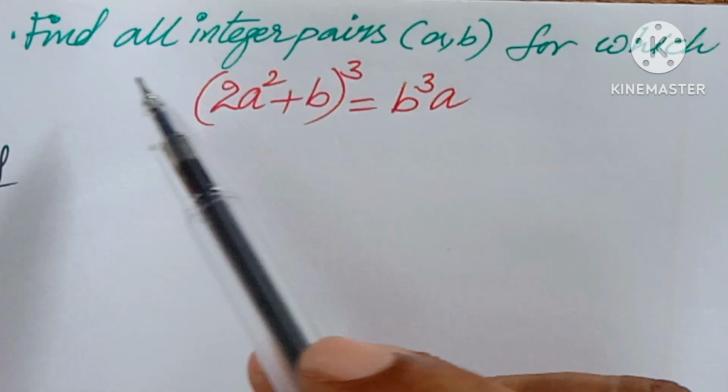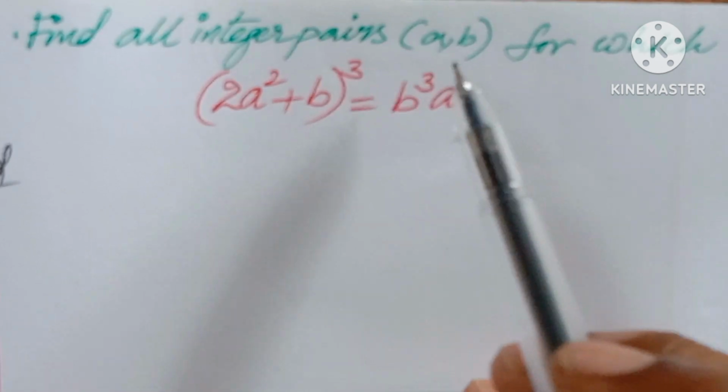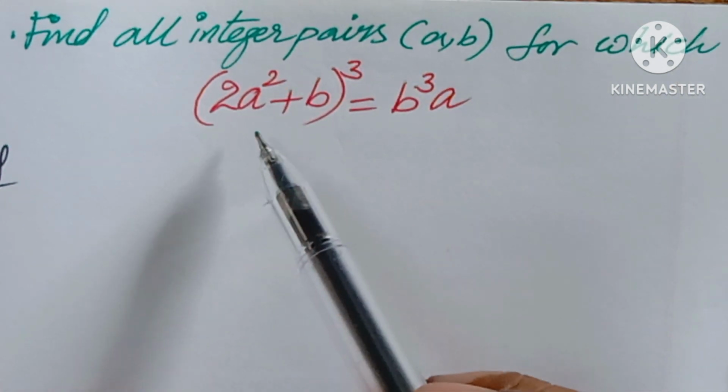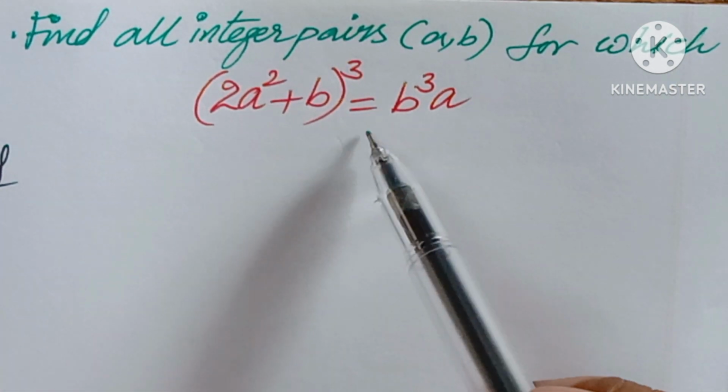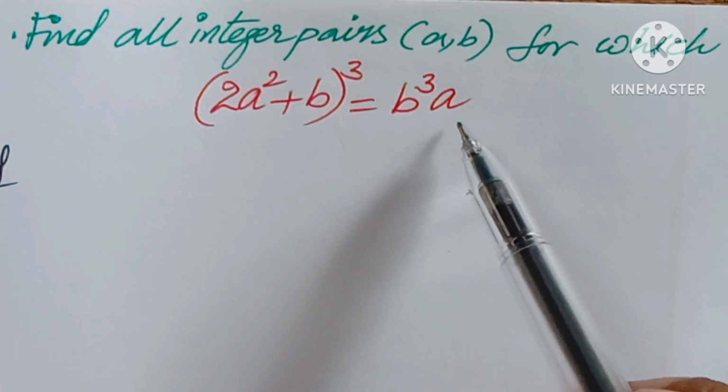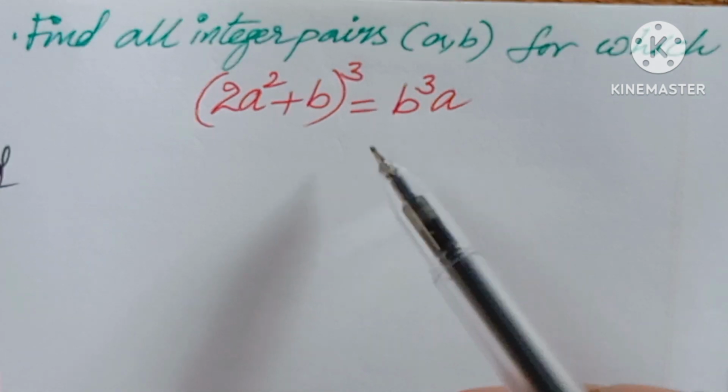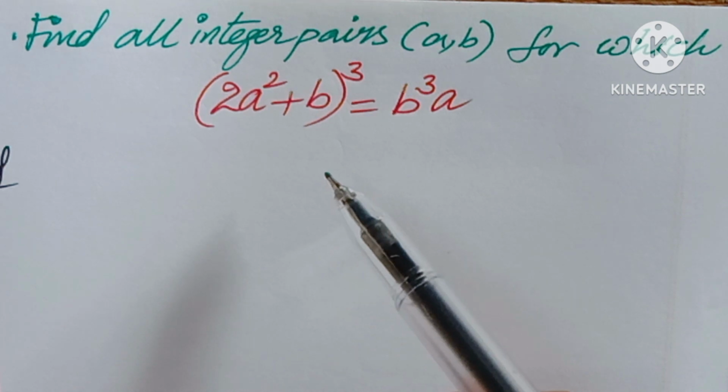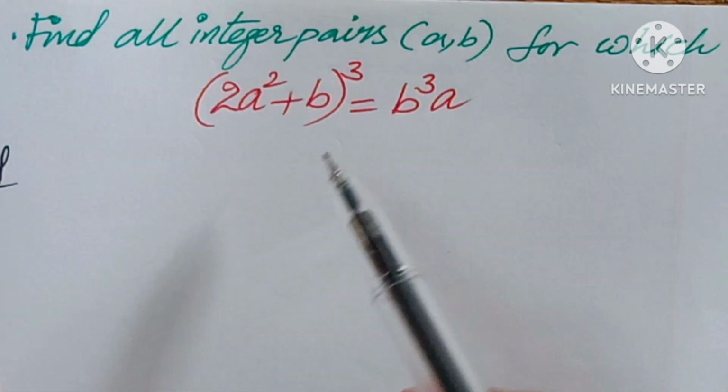Today we're looking at one Olympiad problem. Find all the integer pairs (a, b) for which (2a² + b)³ is equal to b³a. Some logic is there. As you are going to start this problem, pause the video for 10 seconds and try it.